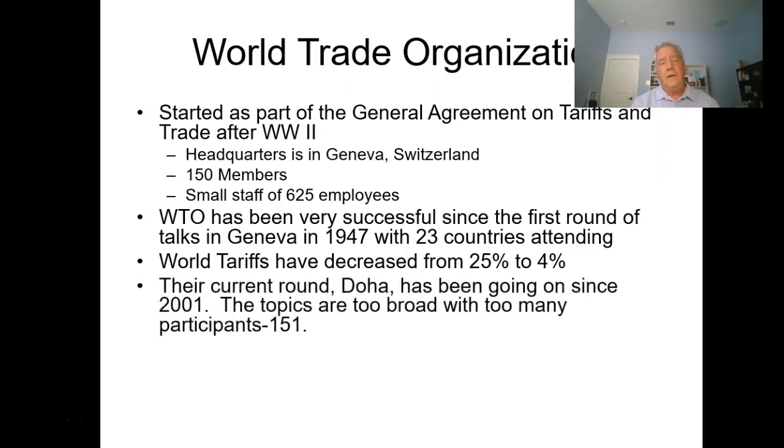Currently, they're having meetings in Doha. Unfortunately, they're not getting a lot done. There are too many participants. The topics are too broad, and they've been in session since 2001, and they don't seem to be getting much done. But the basic foundation, the basic core of the World Trade Organization and how they operate is very, very good.